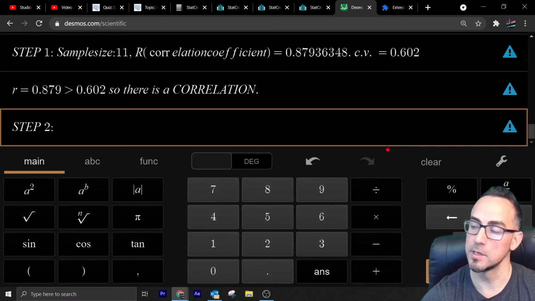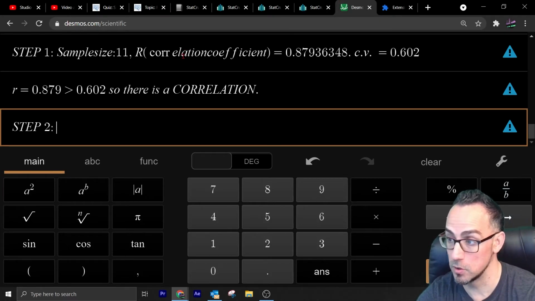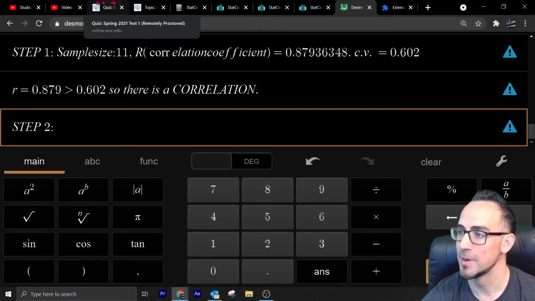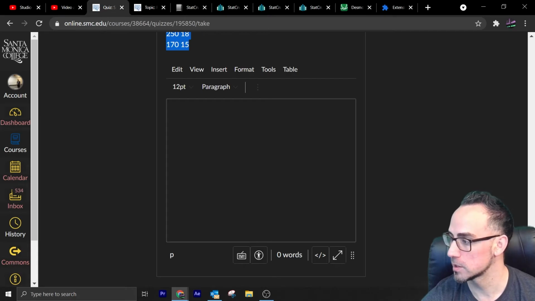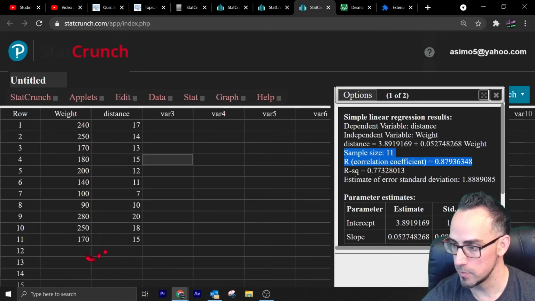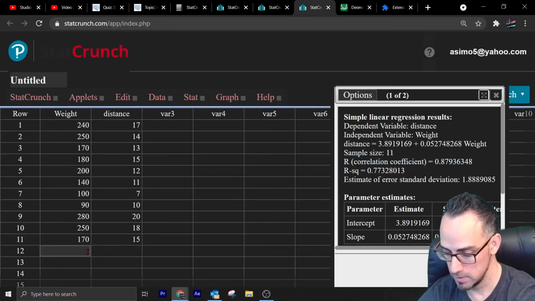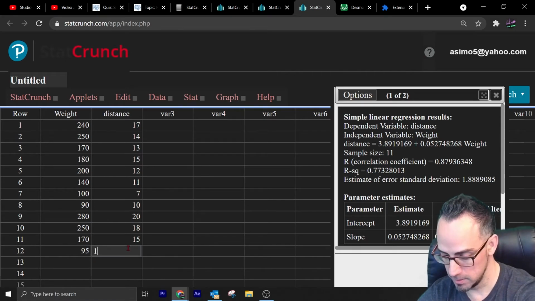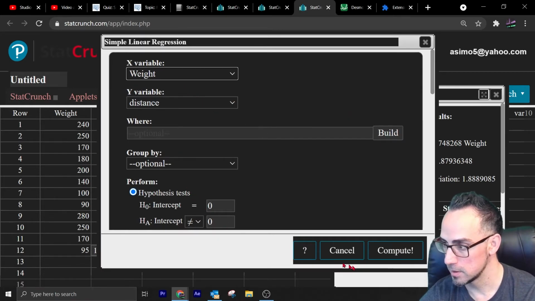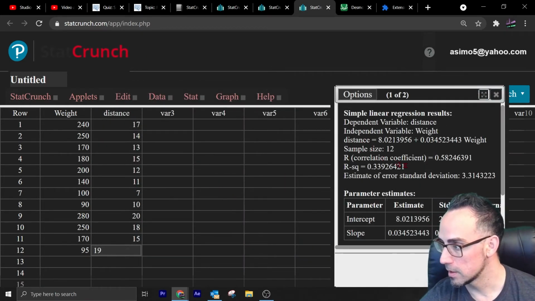If I add the additional point, is it still a correlation, or did the conclusion change? That's what I want to figure out for step 2. So I'm going to go to the question and read that there's a weight of 95, distance of 19. I put weight 95, distance 19, press options, edit, and just press compute again. And notice that we have a sample size of 12 now, so that changed. That's a good sign.